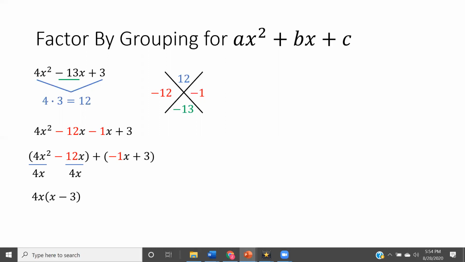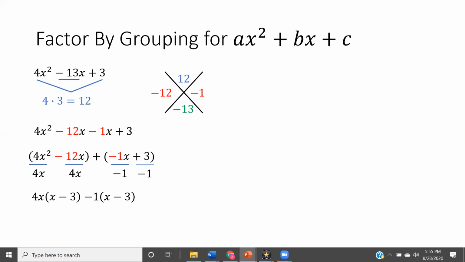But you might notice that if you do that, then you're not going to match up your parentheses. So in order to get your two factors or your two parentheses to match up, you're going to have to pull out a -1 instead. And so if you pull out a -1, -1x divided by -1 gets you positive x. +3 divided by -1 gets you -3. And so now both of those factors match.